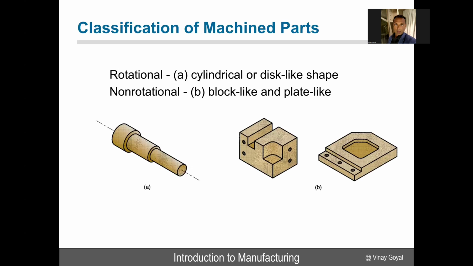So you have classifications of machined parts. First we'll look at the cylindrical or disc-like shape, like the one on the left here, which is a rotational kind where you have a rotating part. Then you have a non-rotational part, like a block-like or plate-like one, where you're not rotating a piece, but you're machining in other ways.